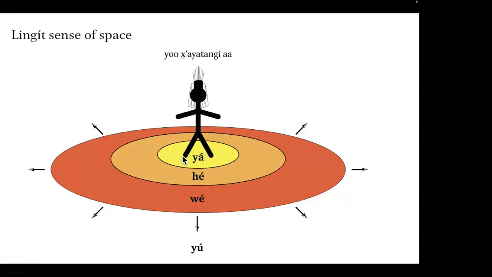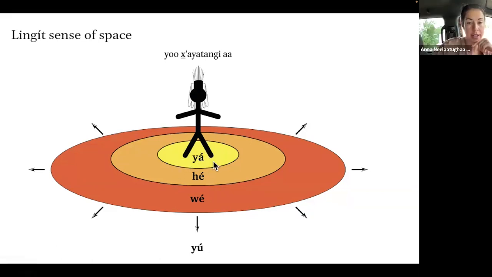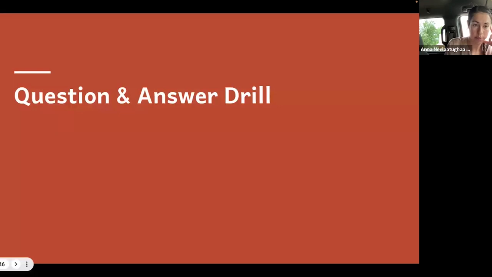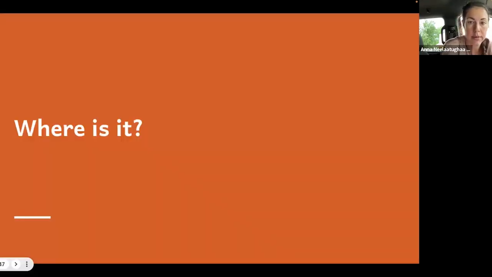So these are where we said, here is the egg, ya dukwat. This is the ya and ya du. And we said, there is the spruce, we du shei. This is the we and we du. So you could do ya du, he du, we du, you du. All of those indicate where things are. So let's do some practice with those.